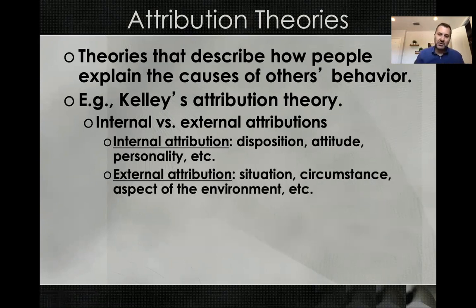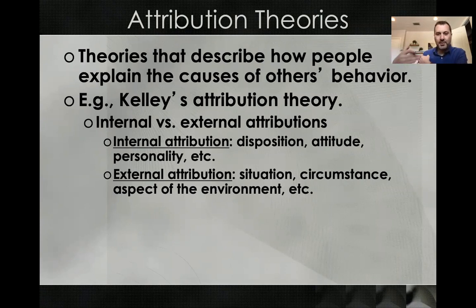And sometimes we make internal attributions for other people's behavior. Sometimes we make external attributions. And the question that Kelly's interested in is what determines whether we make an internal or an external attribution. The basic logic behind Kelly's attribution theory is that people are very rational decision makers, meaning that we collect all the relevant information and we put it all together and we come to a rational conclusion about why someone engaged in the behavior that they did.